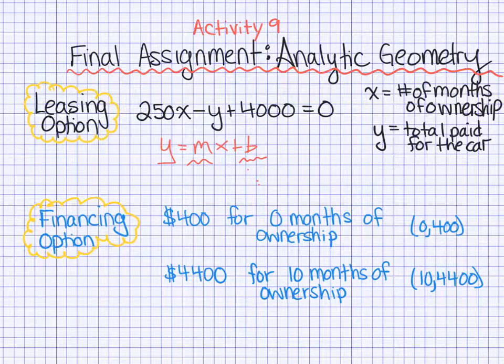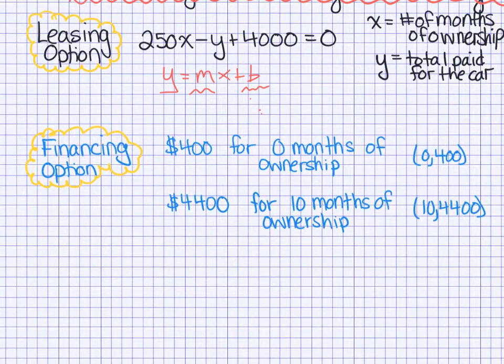For the financing option, it's a little trickier because you're just given 2 points essentially. $400 is the cost for 0 months, and $4,400 is the cost for 10 months of ownership. You have to figure out how to take those two pieces of information, which is basically 2 points, and get an equation from that.